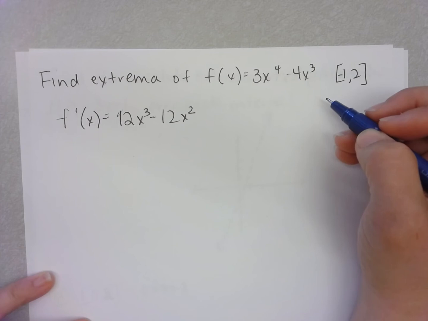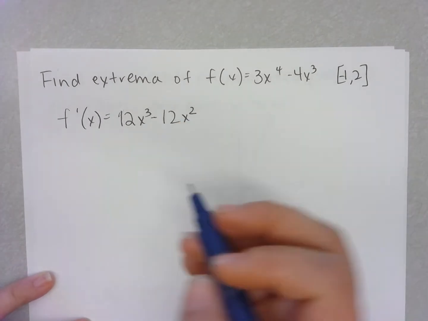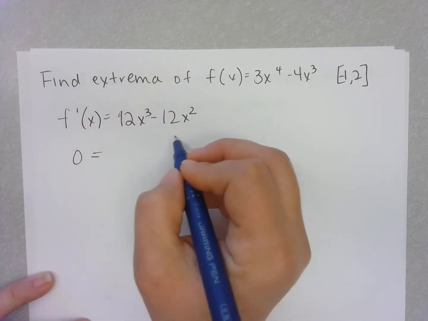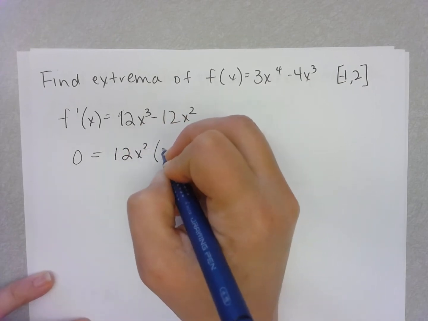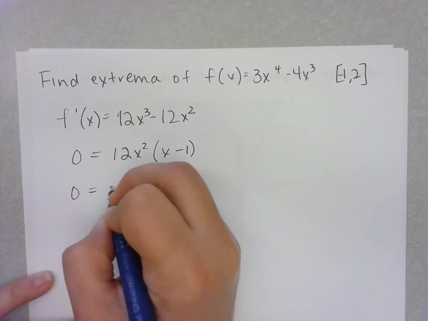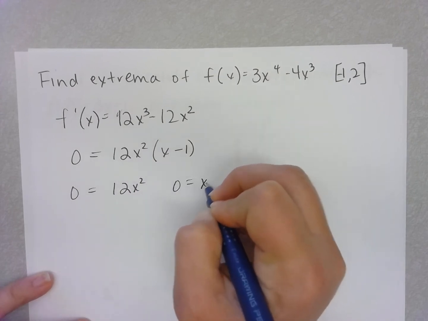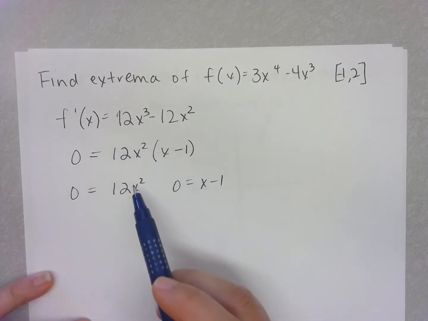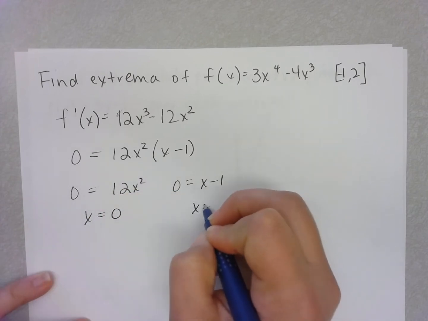f prime will fail to exist if I have a rational function, where there's a denominator. Okay, so I'm going to set this equal to 0. Factoring is my friend again, and I can factor out a 12x squared, which is common. This leaves me with x minus 1. So I get 0 equals 12x squared, or 0 equals x minus 1. I'm using the zero product property, right? So this times this equals 0 means that this is equal to 0 or this is equal to 0. This one gives me x equals 0. This one gives x equals 1.